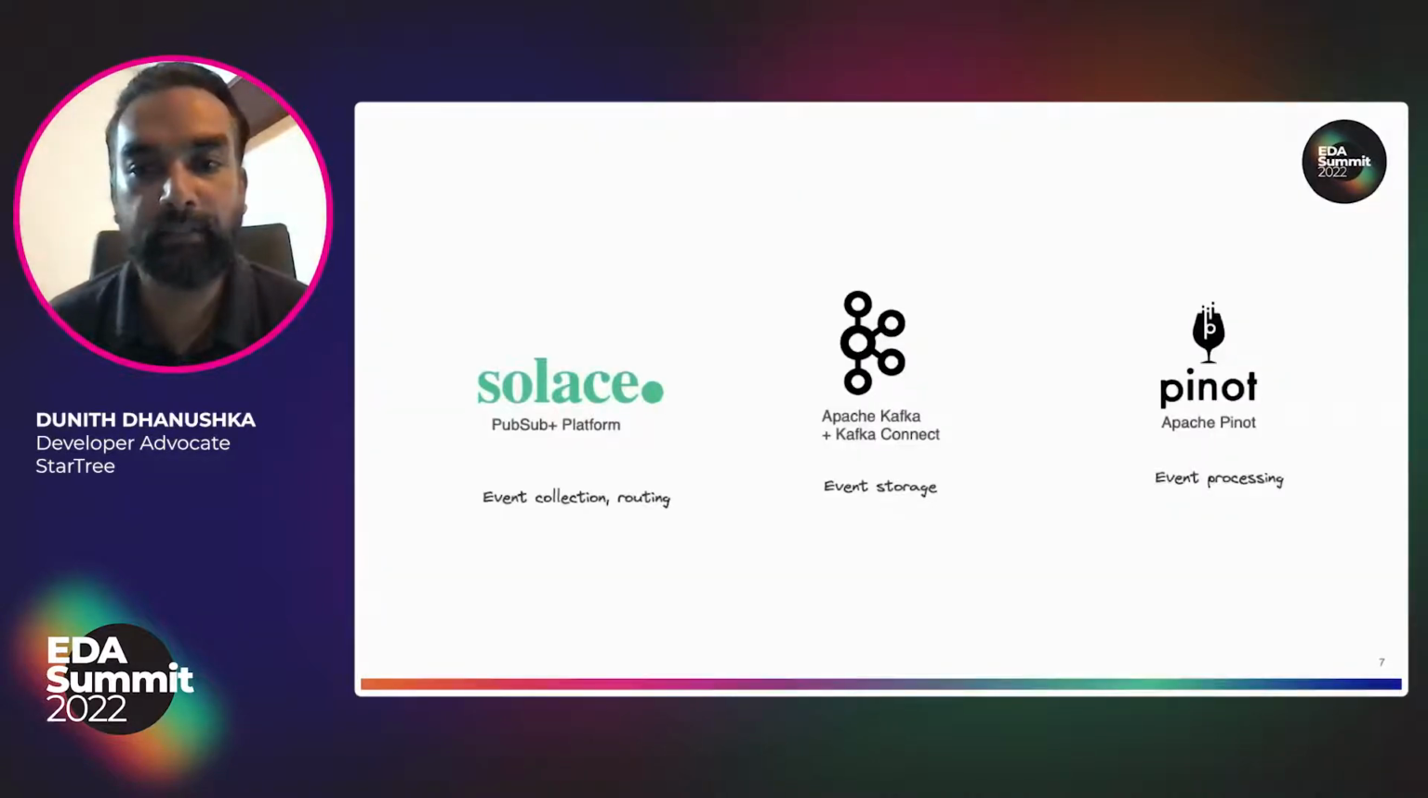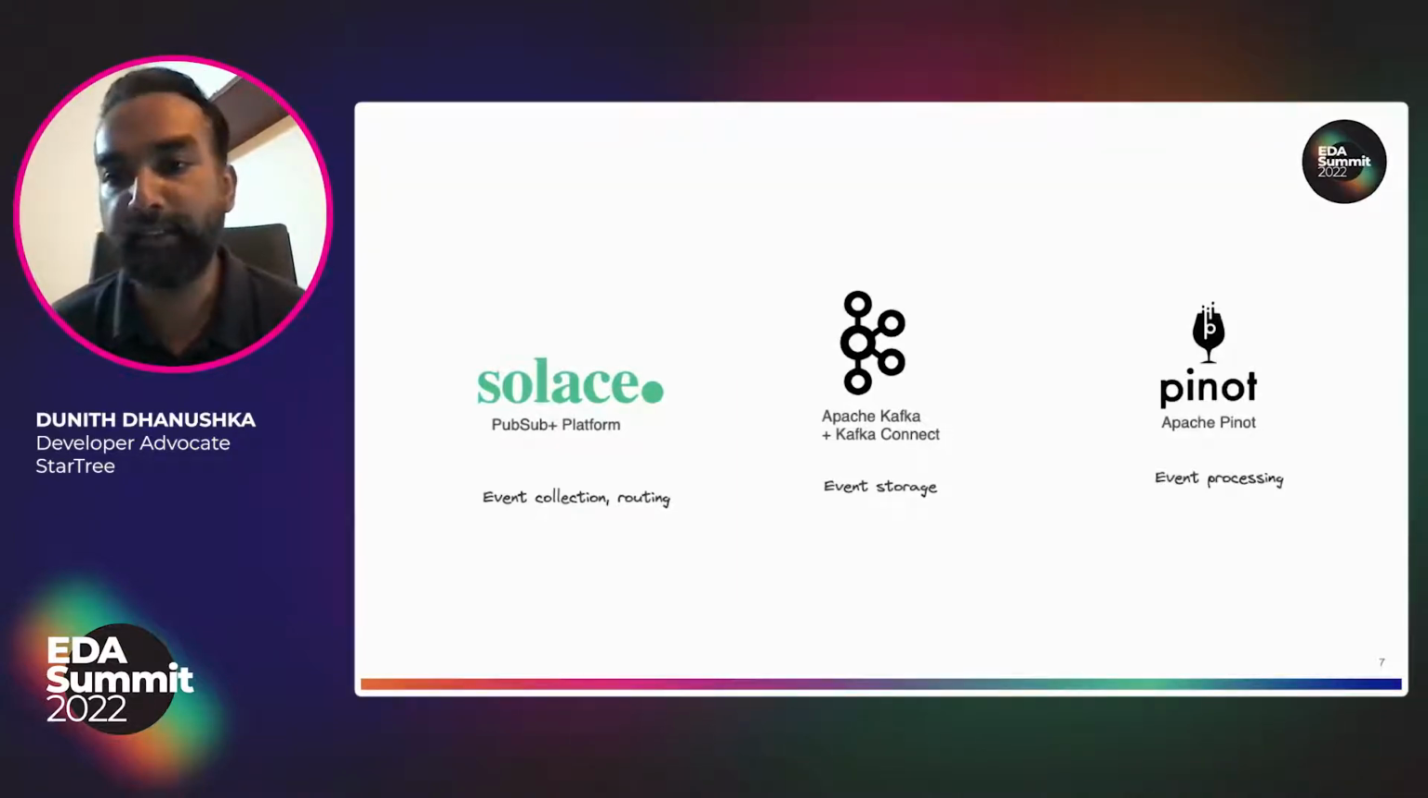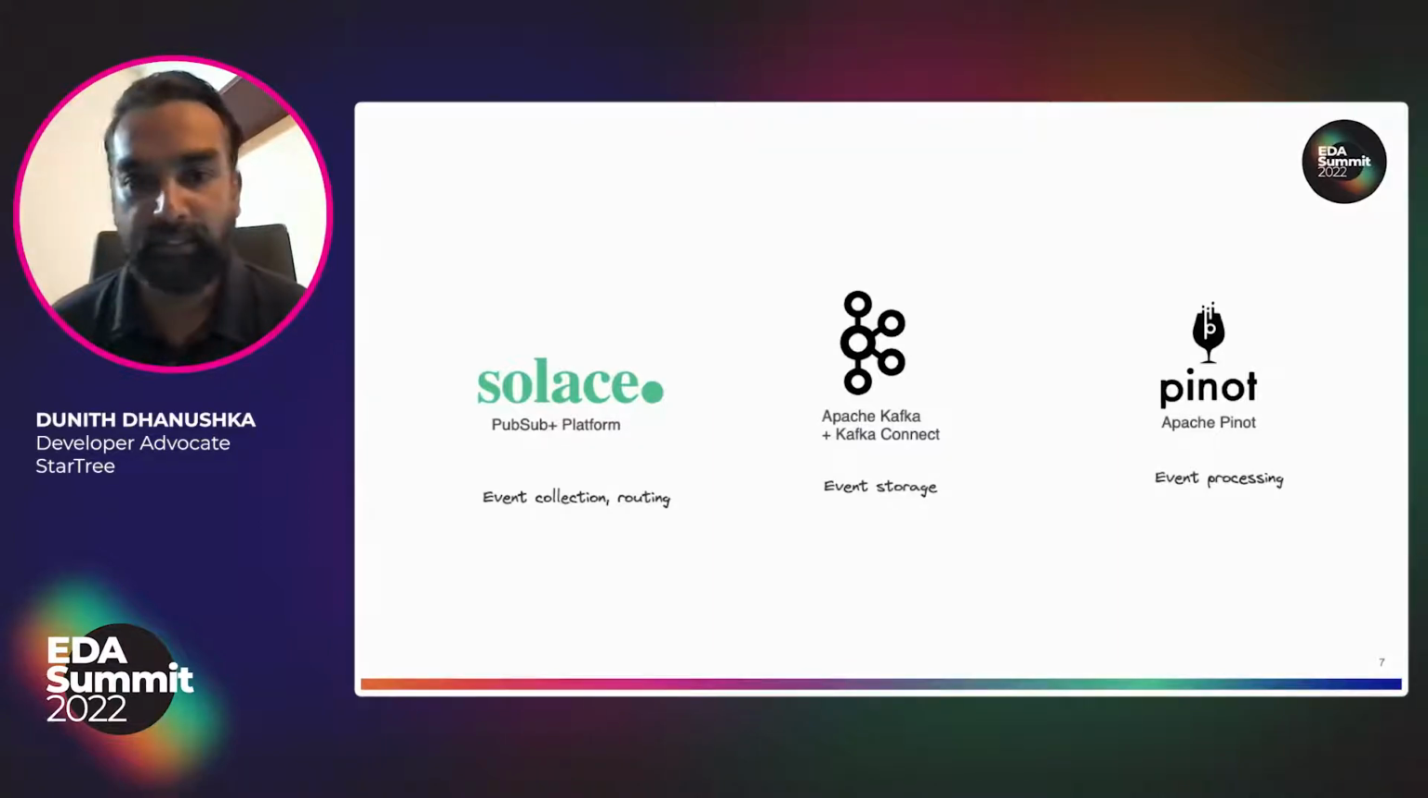So here we have three technologies. On the left-hand side, we have Solace as the event broker, and it takes care of event collection, interfacing with event producers, routing, etc. And on the right-hand side, we have Apache Pinot, which is our analytics engine. Pinot can ingest events from Solace and have them available for querying. To bridge these two worlds, we have Apache Kafka and Kafka Connect in the middle.